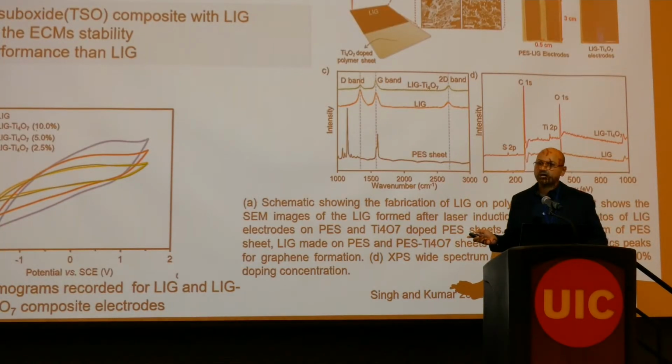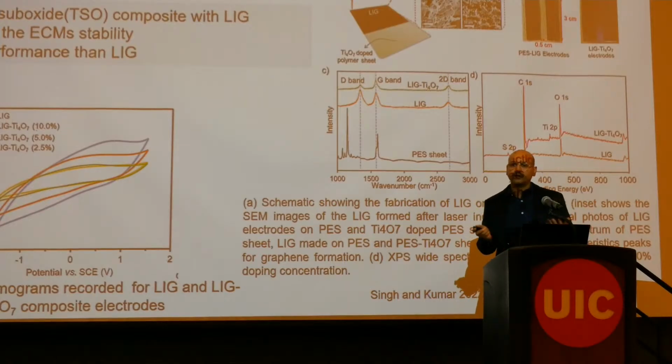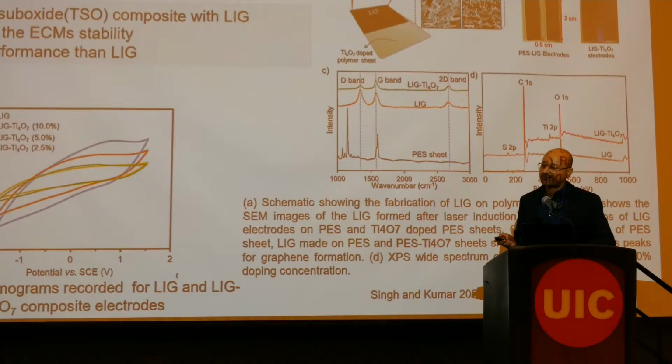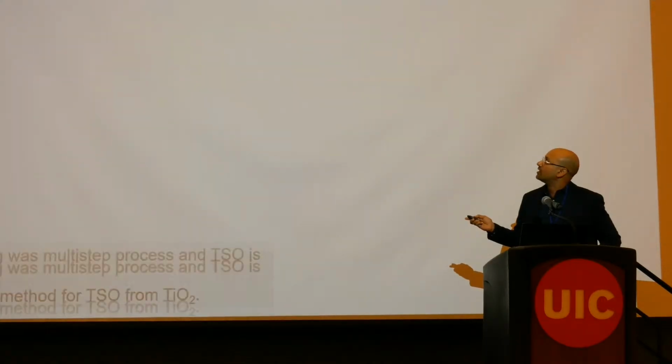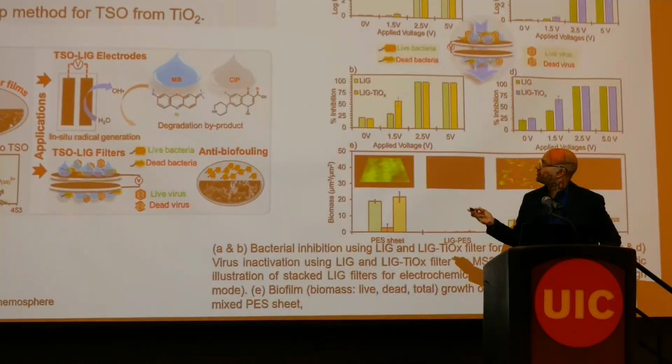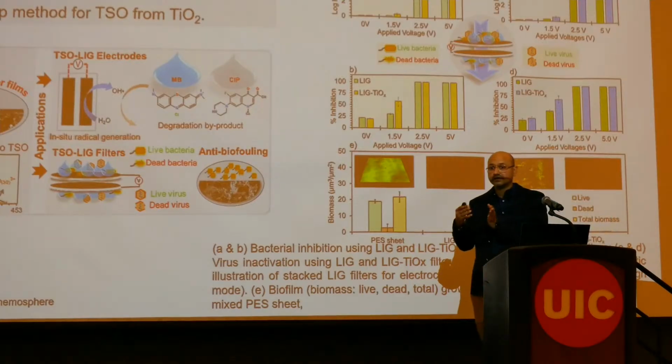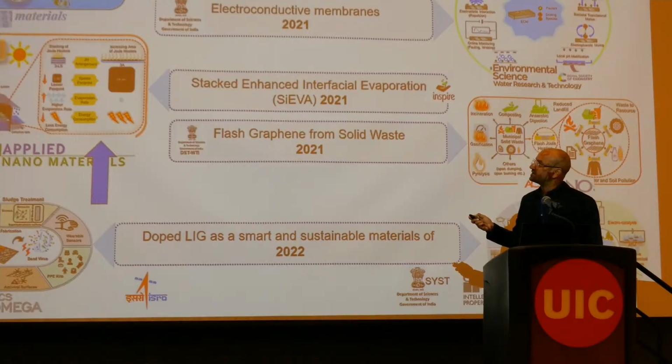Over the years we have demonstrated several membranes that we have improved by making composites with different kinds of oxides. We have shown it with titanium suboxide, compared to the normal laser-induced graphene membranes. We can also remove viruses using this kind of filters, and in a single step convert them to be utilized for inactivating viruses, making a new generation interfacial evaporator.